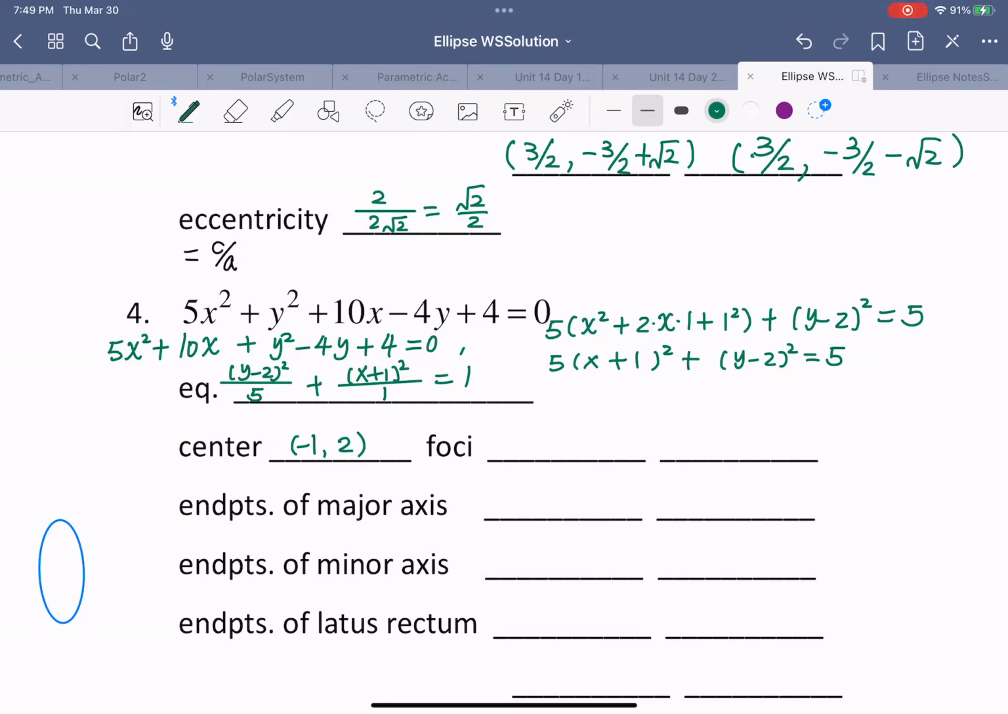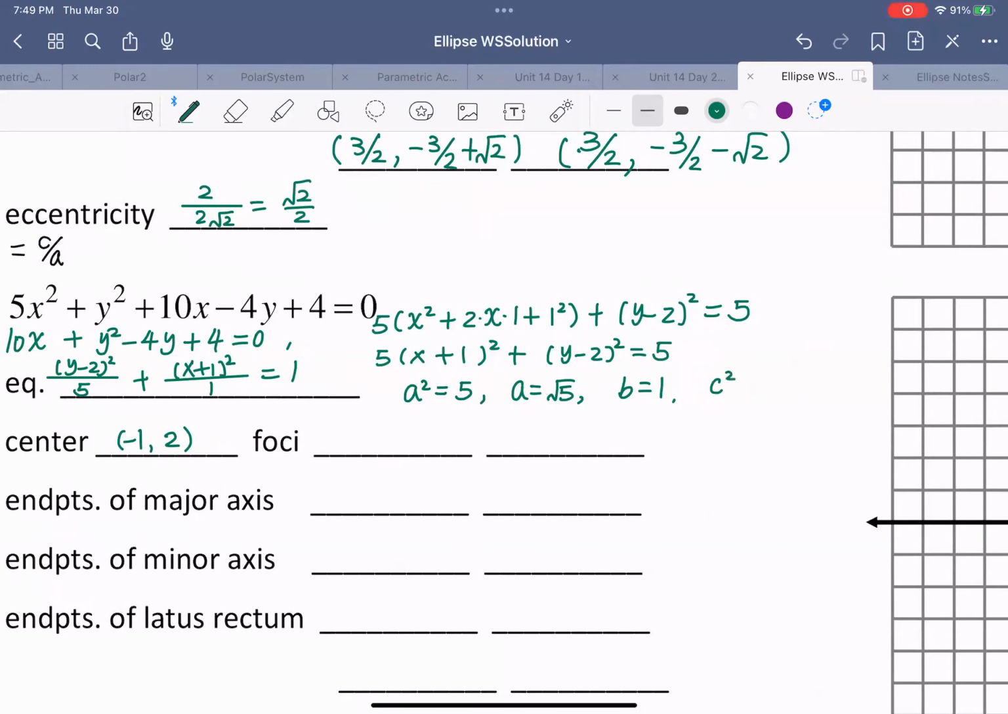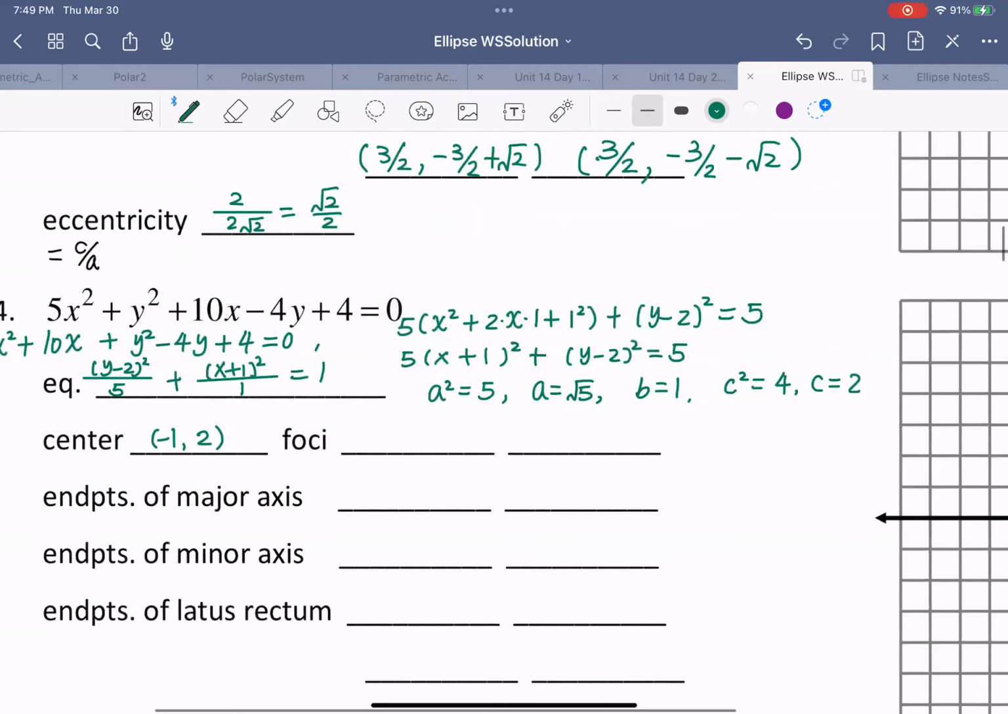Now, can you tell me who is A? A squared is 5. So A is the square root of 5, right? B is 1. C squared equals to who? 4. C squared equals 4. So C is 2.